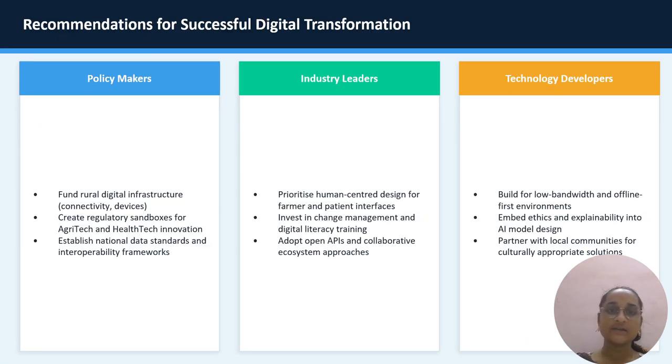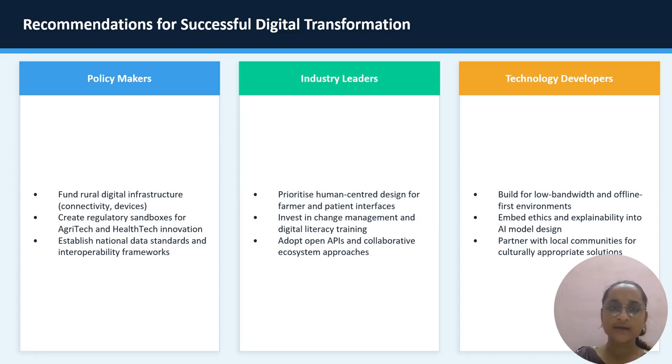Next slide is recommendations for successful digital transformation. It gives action items for three different groups to make digital projects in agriculture and healthcare actually work. Three stakeholder groups and what they should do.